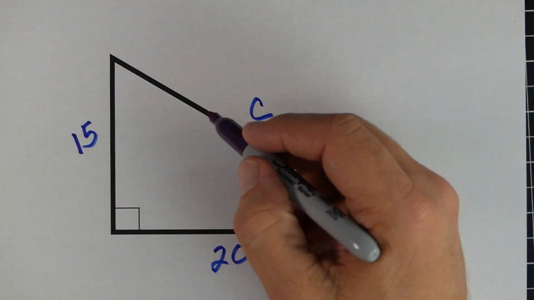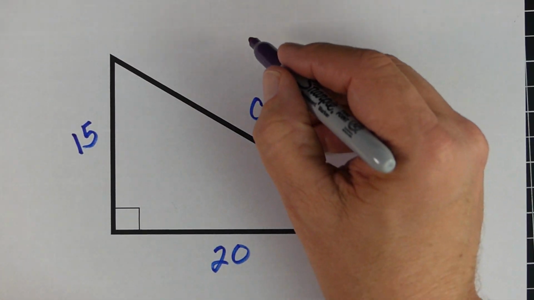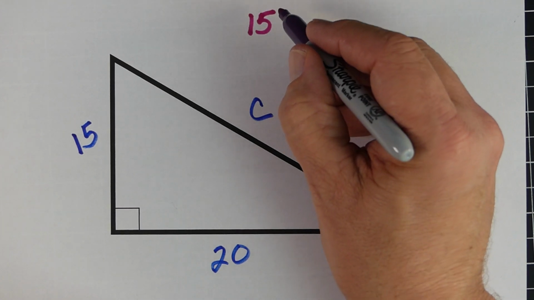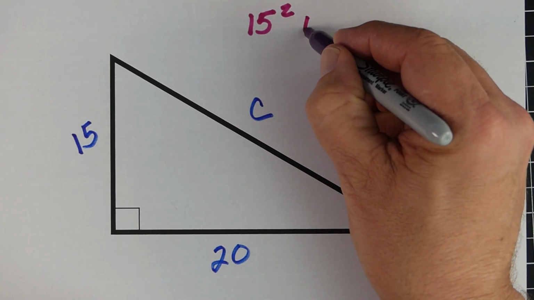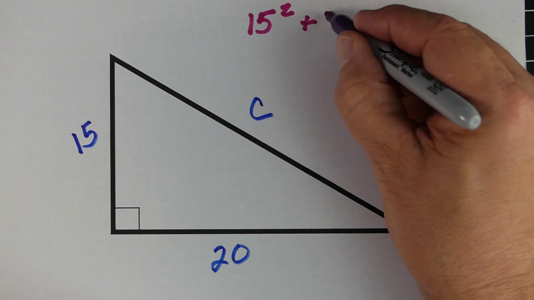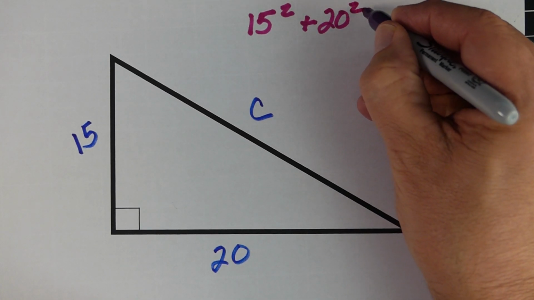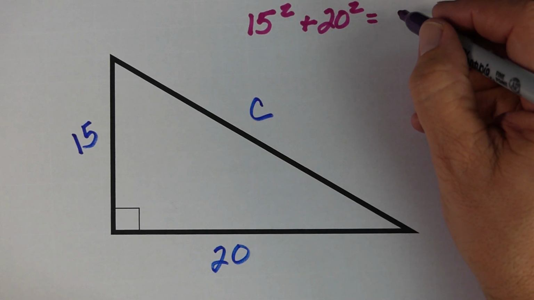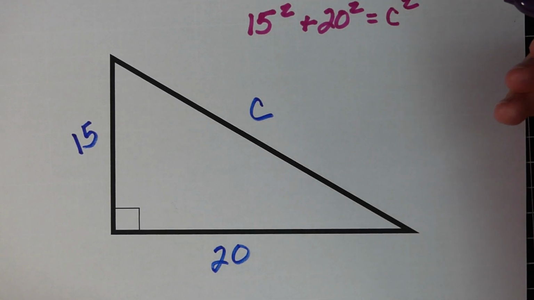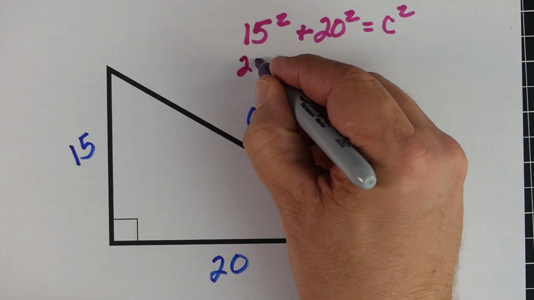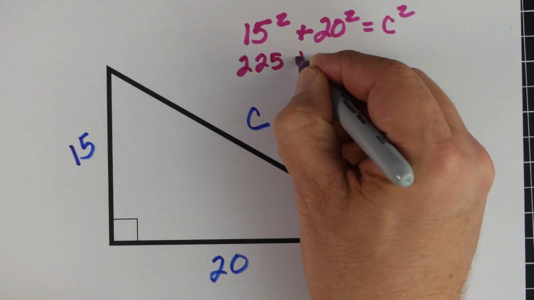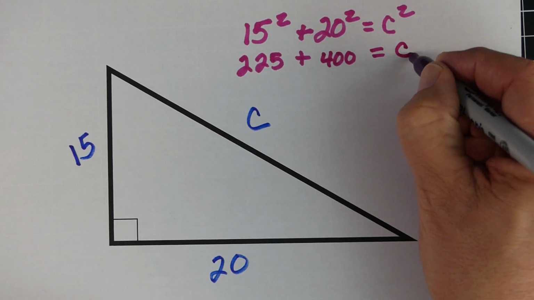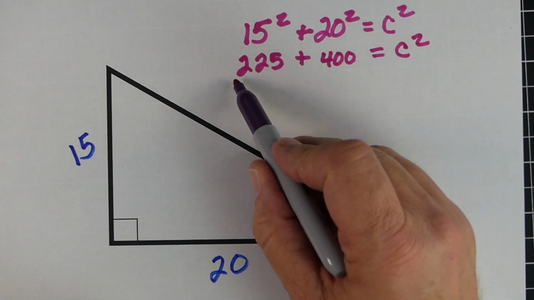So here's one where we know the two legs are 15 and 20, but we don't know what c is. So we're going to take the 15, and we're going to take the 20. We're going to go 15 squared plus 20 squared, and that's going to equal c squared. Because right now we don't know what c is going to be. We do know it has to be longer than 20 because it has to be longer than both the legs. Once we square these, 15 squared is 225, 20 squared is 400. And those two together are going to end up equaling c squared.